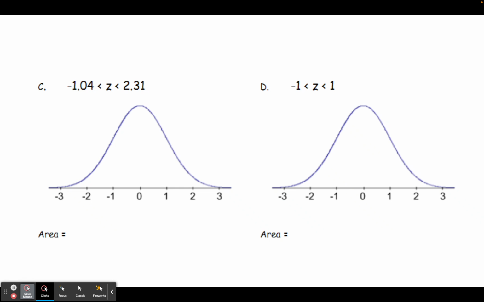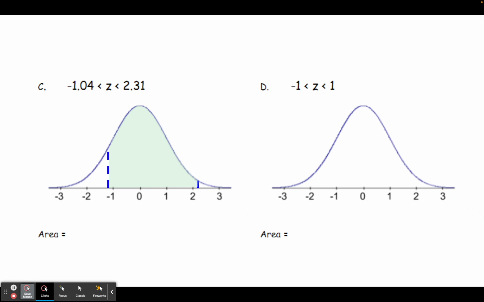Let's look at letter C. In letter C, we're looking for the area between two z-scores. So here we're going to have to use our table twice. First, let's mark off our region. Negative 1.04 would be right about there, and positive 2.31 would be way over on that side. And we're looking for all the area in between those two regions.